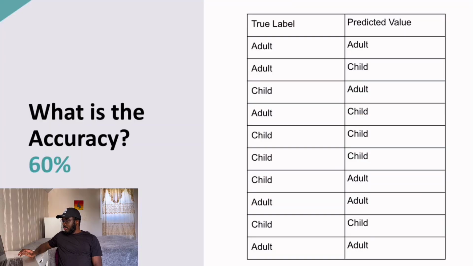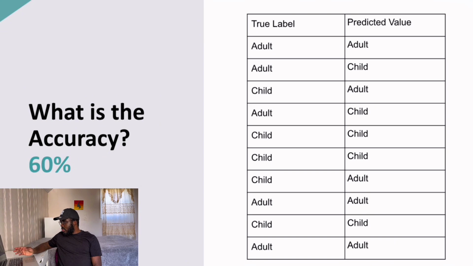Looking at this example, there's an AI model that is predicting between an adult and a child. The left column is called the true label, which is what are they really? Are they really a child or an adult? And the right part is the predicted value. What did the model predict?